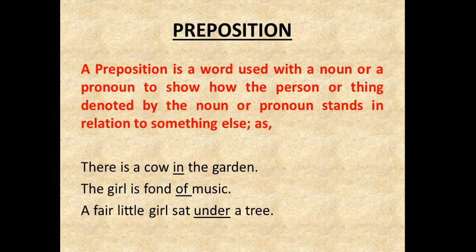The girl is fond of music. Here the preposition is "of." A fair little girl sat under a tree. "Under" is again telling us the place. So, this is also what? Preposition.